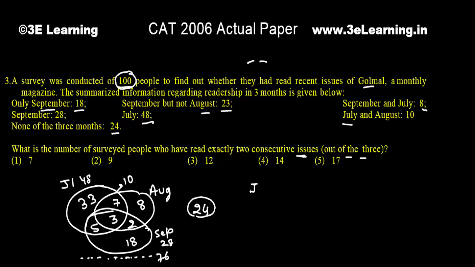What does it mean? They read July, August. They read August, September. They do not read September with July; July is not consecutive. July and August is nothing but 7, and August and September is nothing but 2. So the total summation is 9, which read consecutive 2 months issues. So our answer of question number 3 is 9.